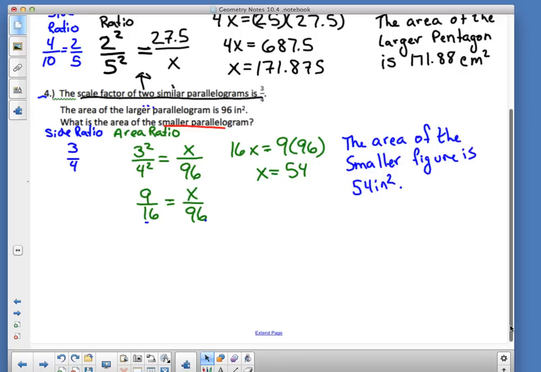Yes, Miss Bloom. Do we need to set it up every time, or can we just do 9 over 16 times 96? I would like you to make sure that you set it up, because a lot of people take that shortcut and forget which one they're working with. I would write it down on the side as a reminder, especially when you come back and recheck your work before you hand in your test. It's a real simple one to forget about.